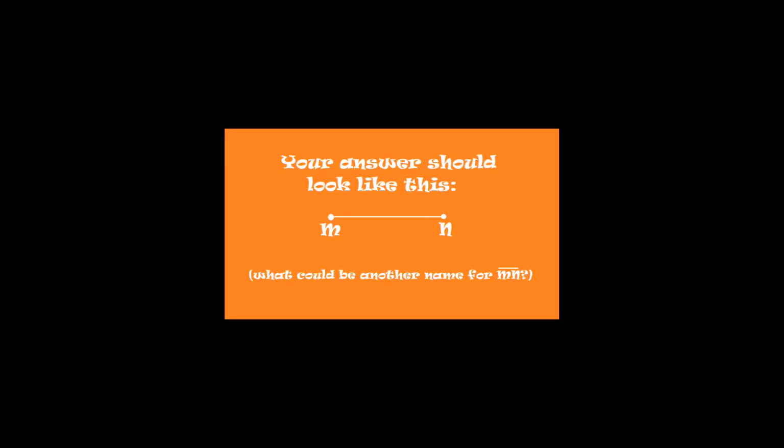So to begin, I want you to draw point M on your paper. You might need to pause the video to give yourself time to follow each instruction before you move on. Next, I want you to draw point N somewhere on the paper. Now I want you to connect them with a line segment. Draw a line segment MN. Your drawing should look something like this.